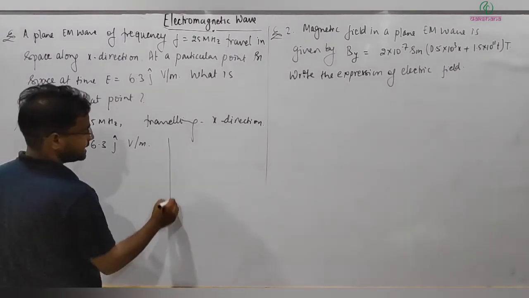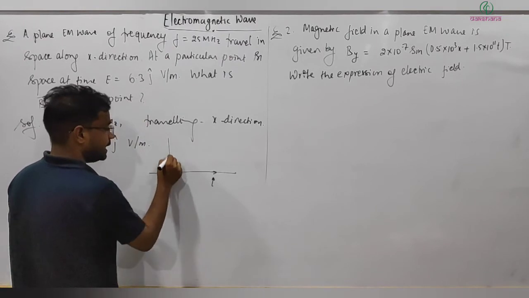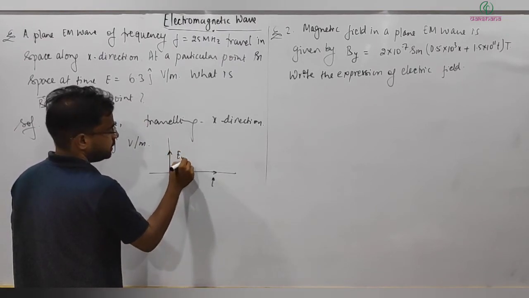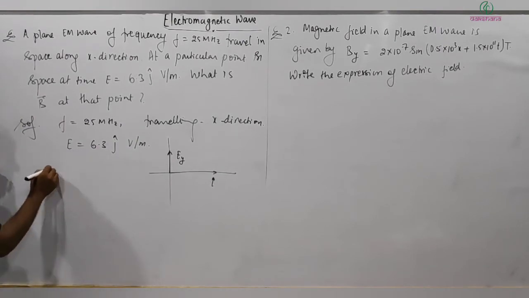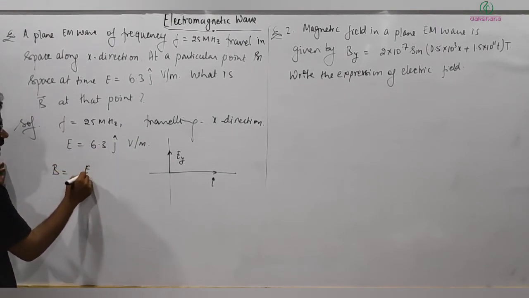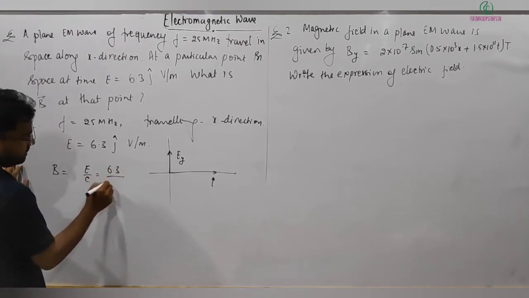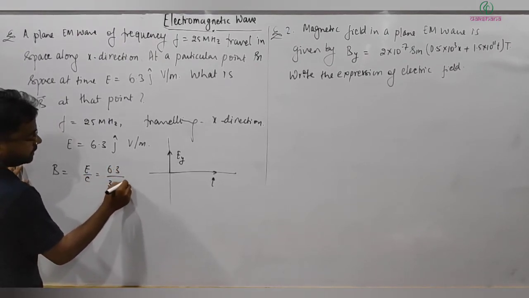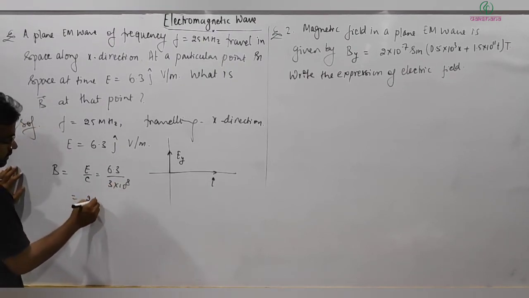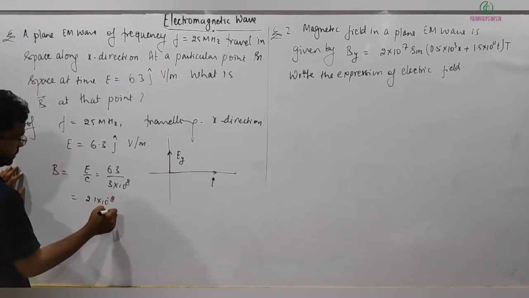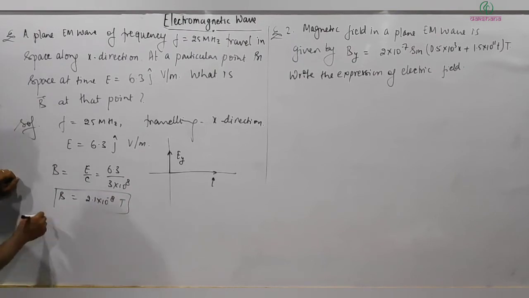First, you can see the wave is traveling in i cap, and the electric field is in j cap, Ey. So what is the relation? The magnitude of B is equal to E by c, as we have just seen. So it's 6.3 divided by c, which is 3 into 10 raised to power 8. This comes out to be 2.1 into 10 raised to power minus 8 Tesla. This is the magnitude of the magnetic field.